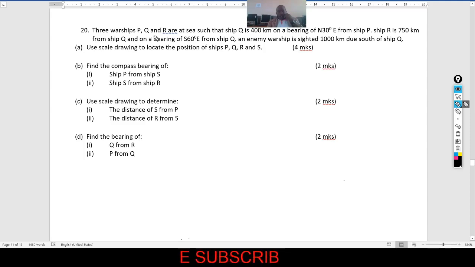So first of all, we are told that ship Q is 400 kilometers on a bearing of north 30 degrees east from ship P. So the starting point is ship P. If I have ship P here, I'm told that Q is 400 kilometers to the north east. Remember our canvas: this is your east, your west, your north, and this is your south. So we are told it is north 30 degrees to the east. So this is where it is here. From there, you have a sketch like that. Then we have your Q here, and this one is 400 kilometers.